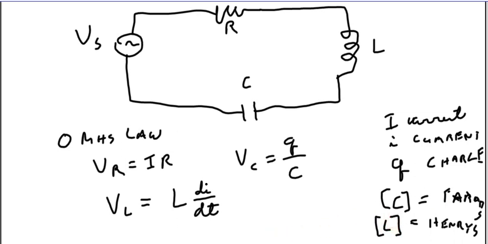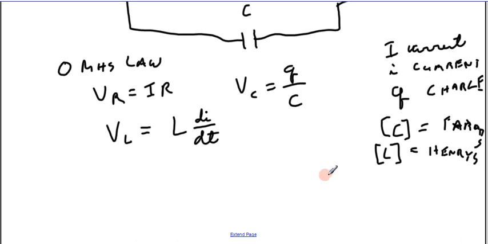And R is resistance, which of course is futile, as we all know, from Star Trek. Yeah, resistance.